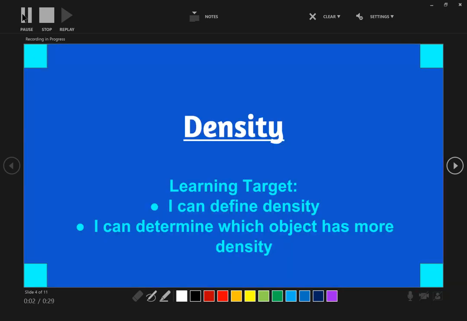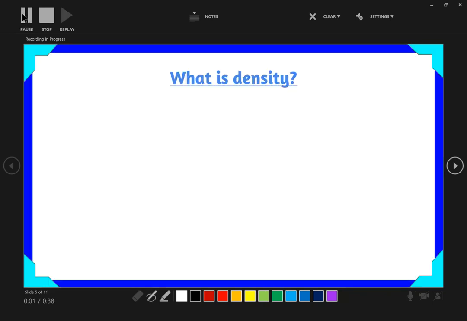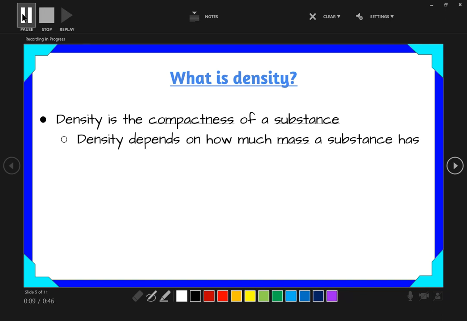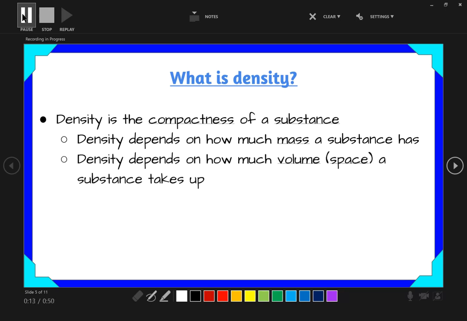Today we're going to focus on density. So your learning targets are, I can define density and I can determine which object has more density. So what is density? Density is the compactness of a substance. Density depends on how much mass a substance has. Density also depends on how much volume, or space, a substance takes up.